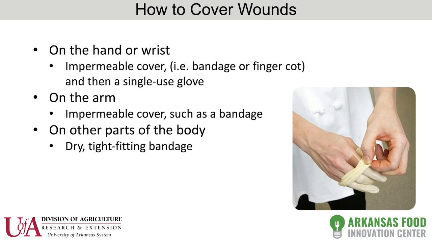If an employee has an open wound, the wound needs to be covered as follows. Wounds on the hand or wrist should be given an impermeable cover, like a bandage, along with a single-use glove. If a finger has an injury, a finger cot can be used to cover the finger, along with a single-use glove for added protection. Wounds on the arm should be given an impermeable cover, such as a bandage. Wounds on other parts of the body should be covered with a dry, tight-fitting bandage.